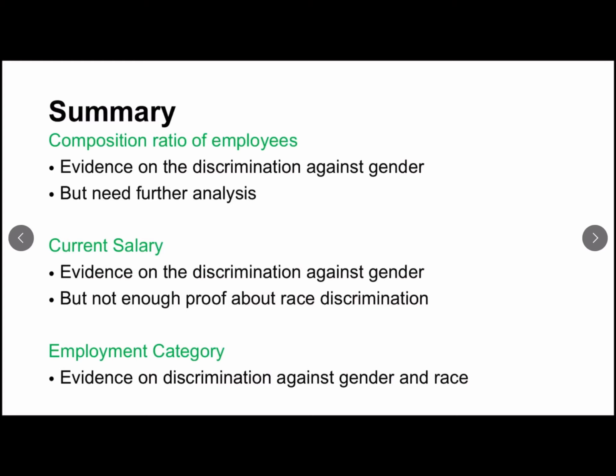So finally, let's talk about the findings from the previous analysis. With regard to the composition ratio of employees, there's evidence of discrimination against gender, but we do need further analysis. As for the current salary, there's evidence of discrimination against gender, but not enough proof about race discrimination. In terms of the employment category, there's evidence of discrimination against gender and race.